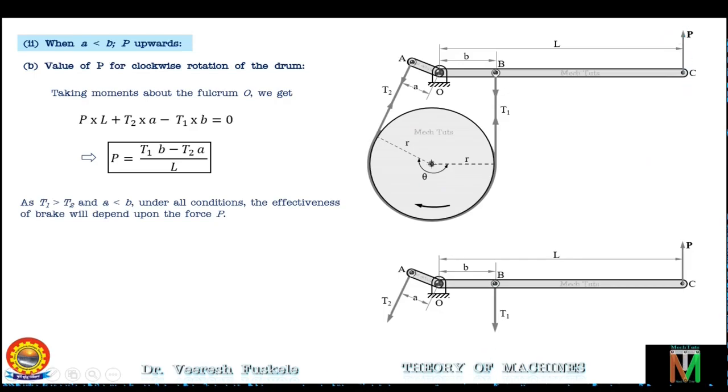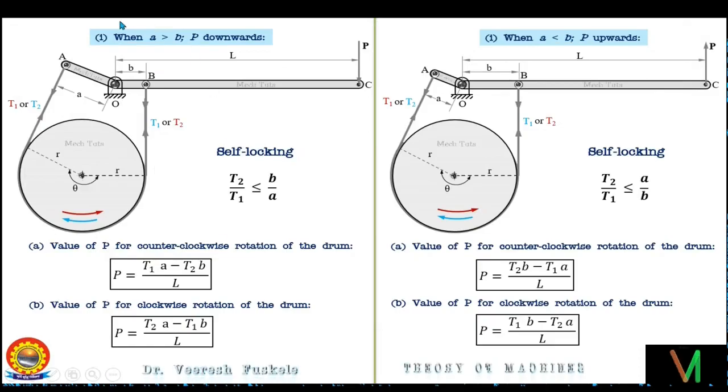Now moving ahead, let's compare all these results. So when A is greater than B, P should be acting downwards. For the counterclockwise rotation of the drum, this is the relation of the applied force, and for the clockwise rotation of the drum, this is the equation for the load applied. Similarly, when A is less than B, P should be acting in the upward direction, so in the counterclockwise direction this is the relation, and for the clockwise direction this is the relation.